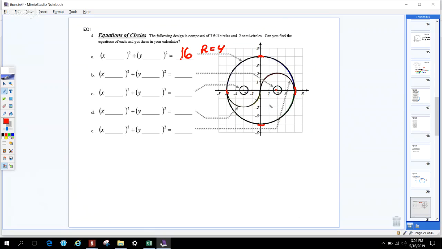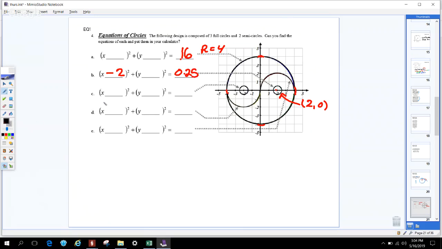What's the center of circle B? +2, 0, because we always do x first. So that means here I'm going to put the opposite. So this is going to be -2. And then my radii, it's hard to tell, it's actually 0.5. So this is going to be 0.25.